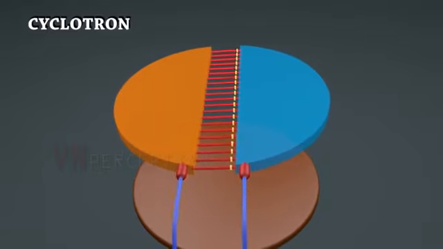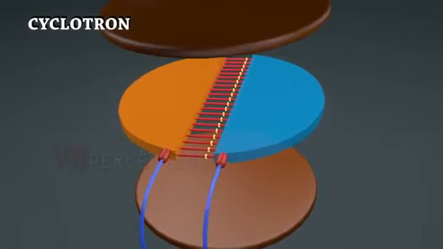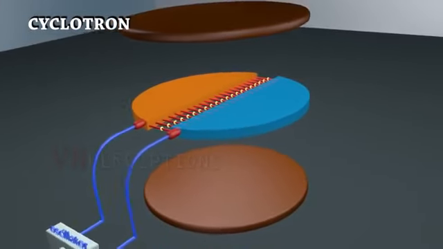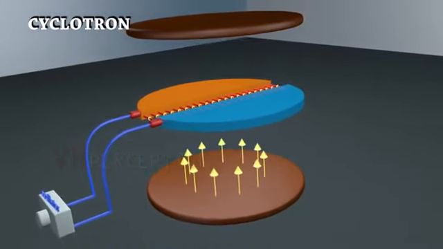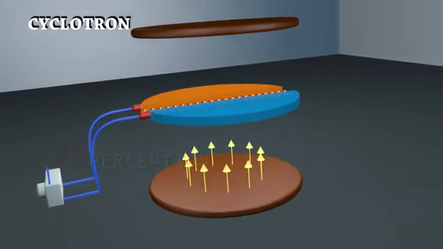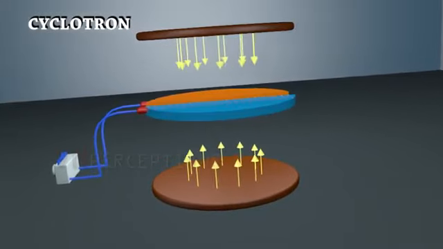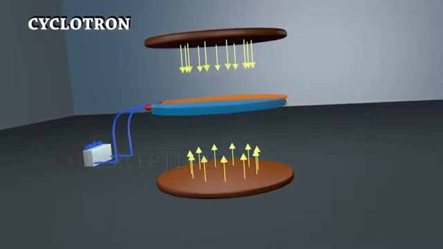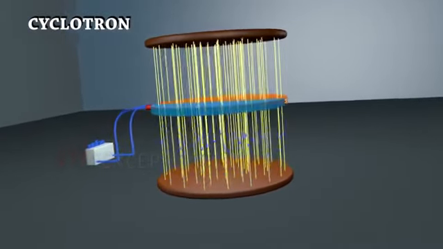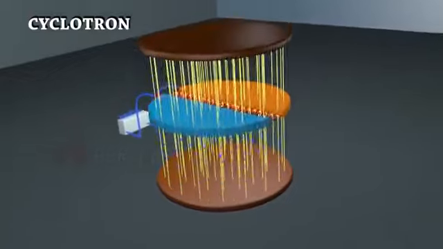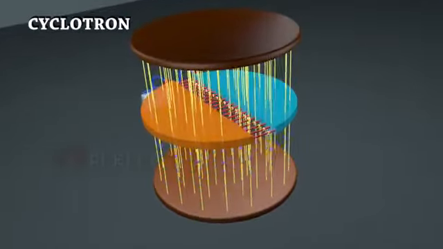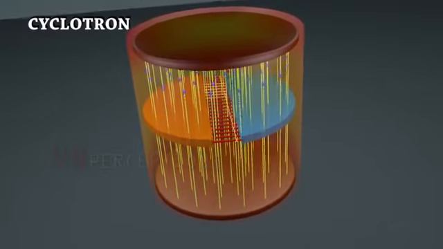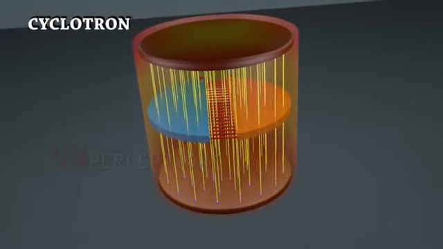One electromagnet is kept below the two Ds and one electromagnet is kept above the Ds. The bottom electromagnet will have its north pole above and the top electromagnet will have its south pole below. This would create a magnetic field perpendicular to the direction of the electric field. This entire arrangement is sealed in a vacuum box.